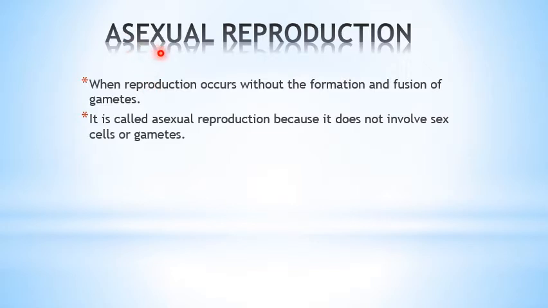What is asexual reproduction? When reproduction occurs without the formation and fusion of gametes, it is called asexual because it does not involve sex cells or gametes. Meaning the reproduction in which no formation of gametes and no fusion of gametes takes place, such type of reproduction is known as asexual reproduction.